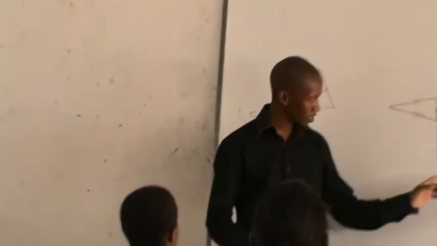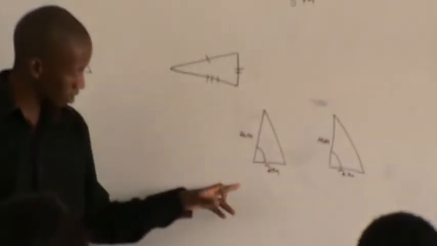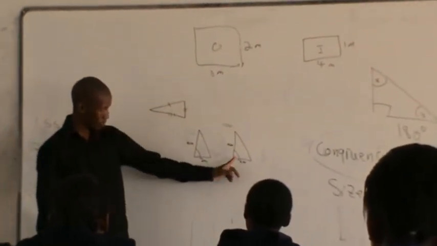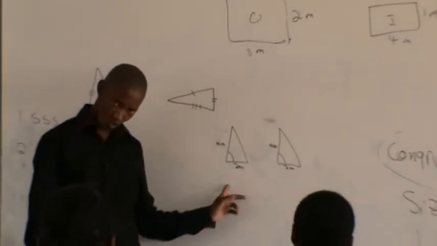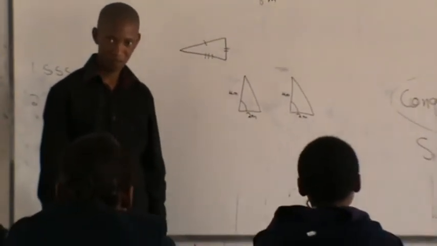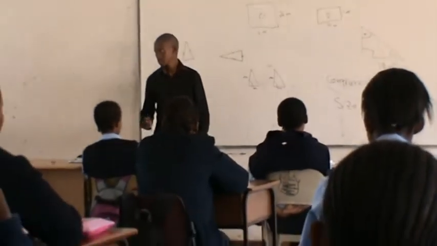What if this angle of view from this side to this side, and then you get this one here? Will these two triangles be congruent? Yes. Can you share this with somebody beside you?